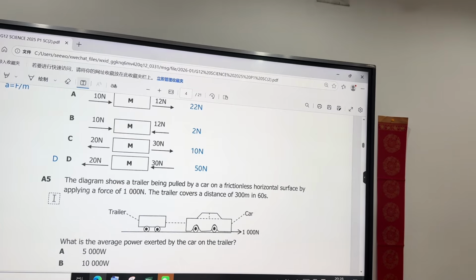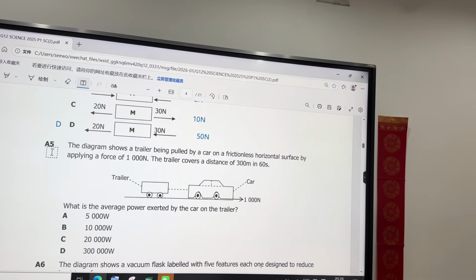Okay, so let's start question 5. Let's do question 5. So question 5 says, the diagram shows a trailer being pulled by a car on a frictionless horizontal surface by applying a force of 1000 newtons. So this is a trailer that is being pulled by the car, and the pulling force here is 1000 newtons. The trailer covers a distance of 300 meters in 60 seconds. What is the power exerted by the car on the trailer?